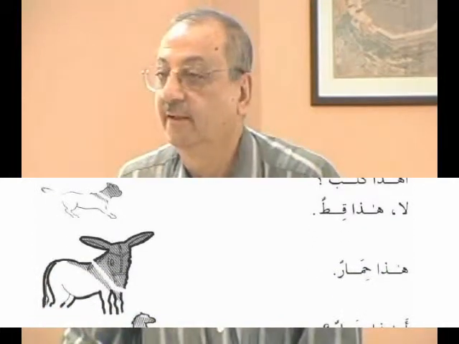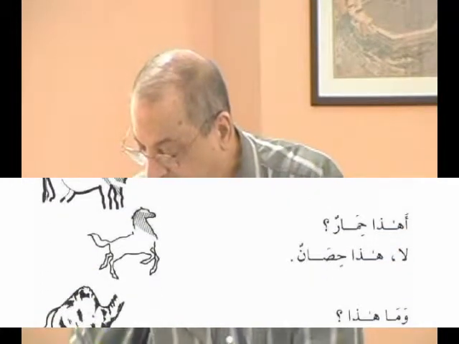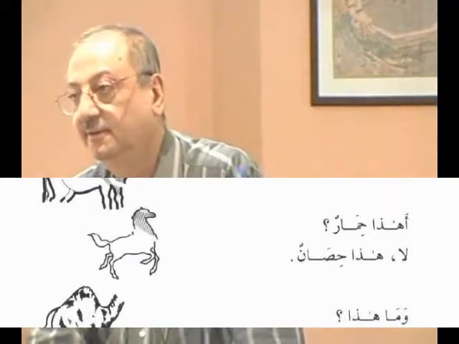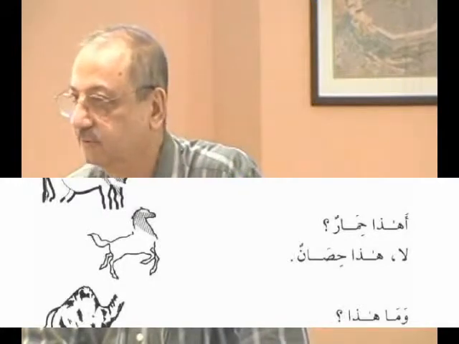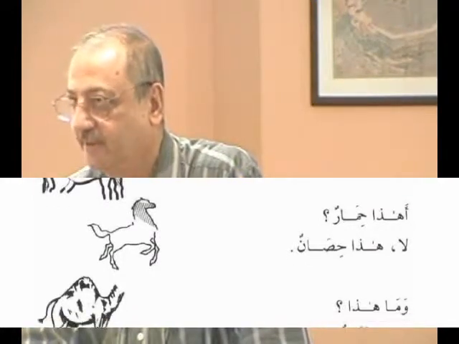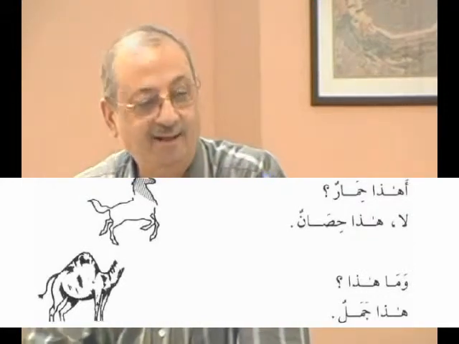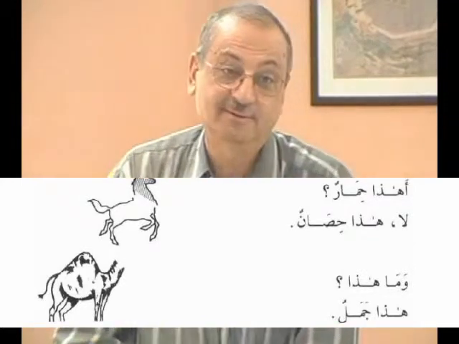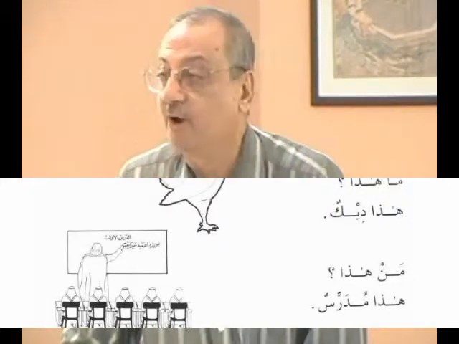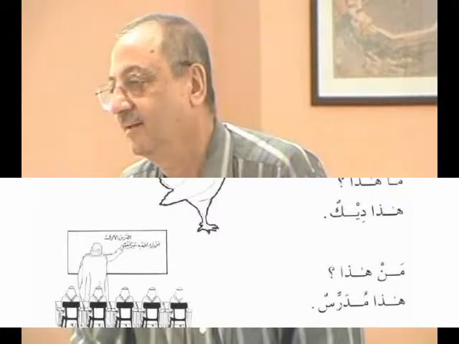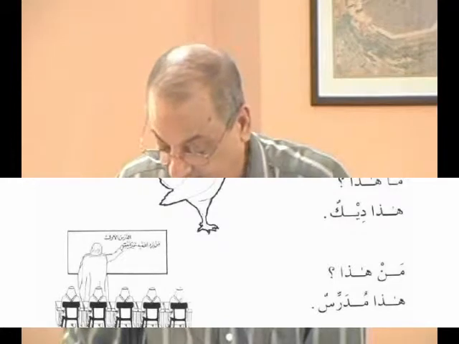Haza himarun. Okay, brother. Haza himarun? La. Haza hisanun. All these vocabs, you must do at home. Donkey, horse, okay. Ma haza? Haza jamalun. Got the idea, brothers and sisters? Now next page, brother. Ma haza? Haza dikun. Rooster. Haza dikun.